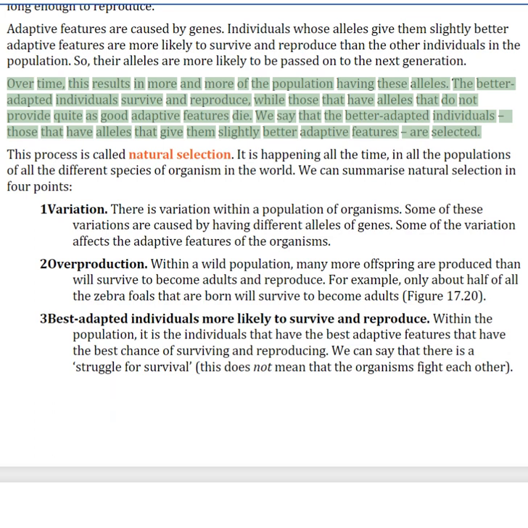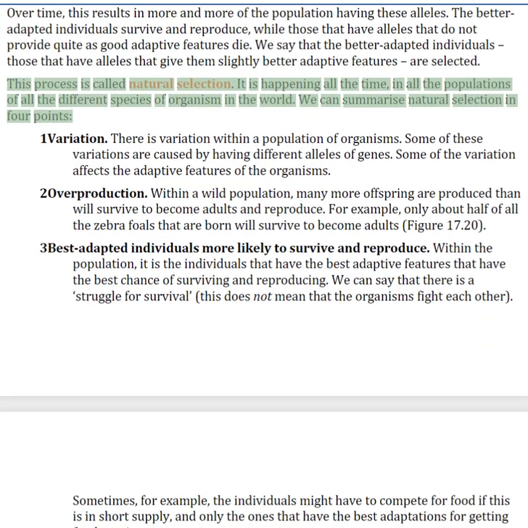The better adapted individuals survive and reproduce, while those that have alleles that do not provide quite as good adaptive features die. We say that the better adapted individuals, those that have alleles that give them slightly better adaptive features, are selected. This process is called natural selection. It is happening all the time in all the populations of all the different species of organism in the world. We can summarize natural selection in 4 points.